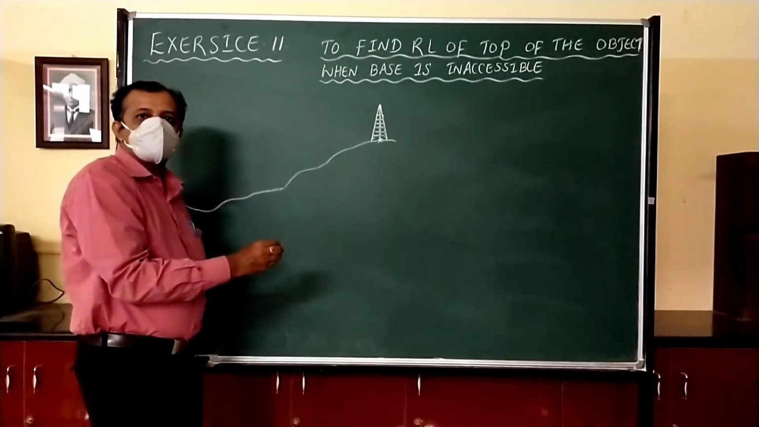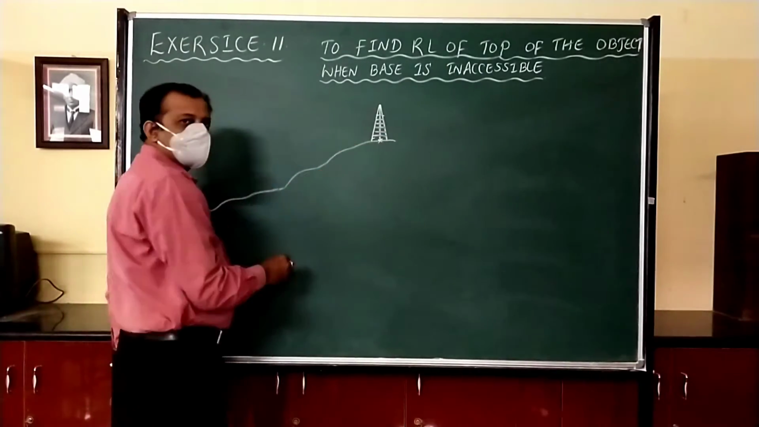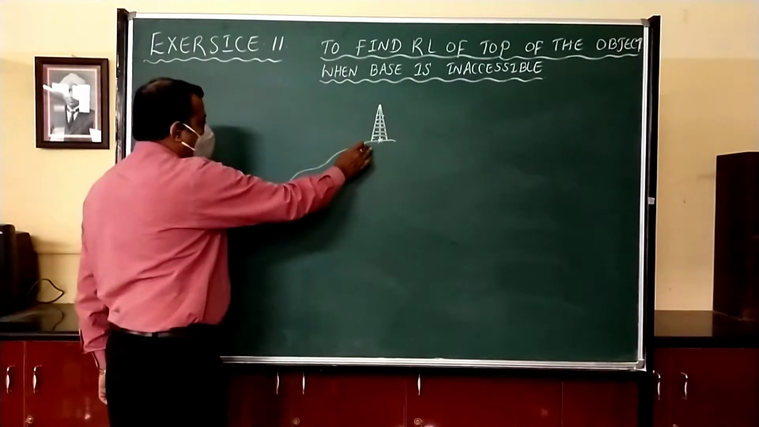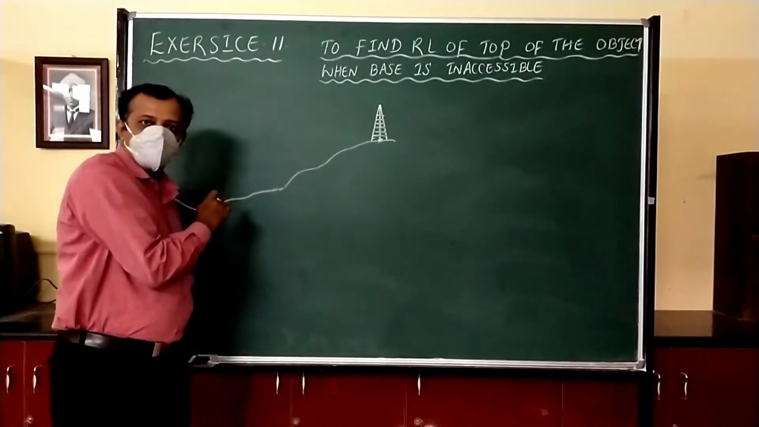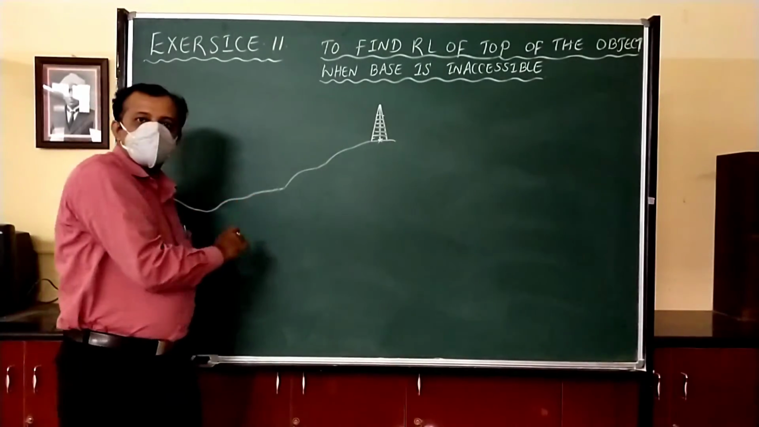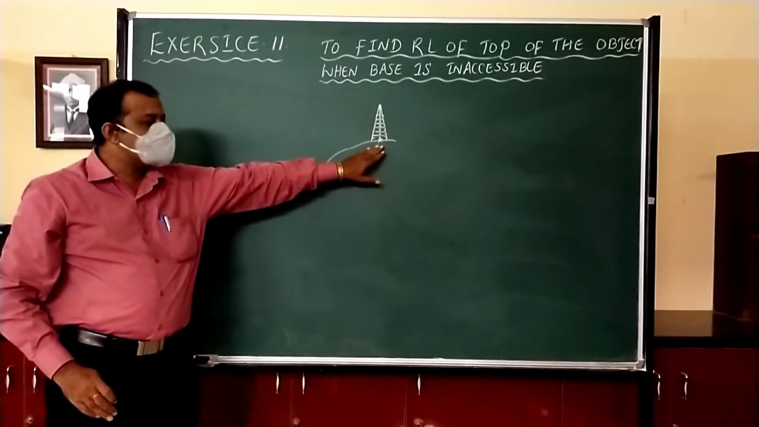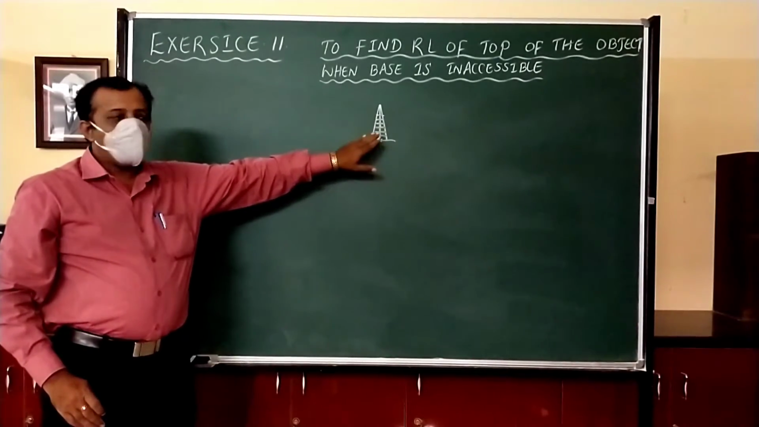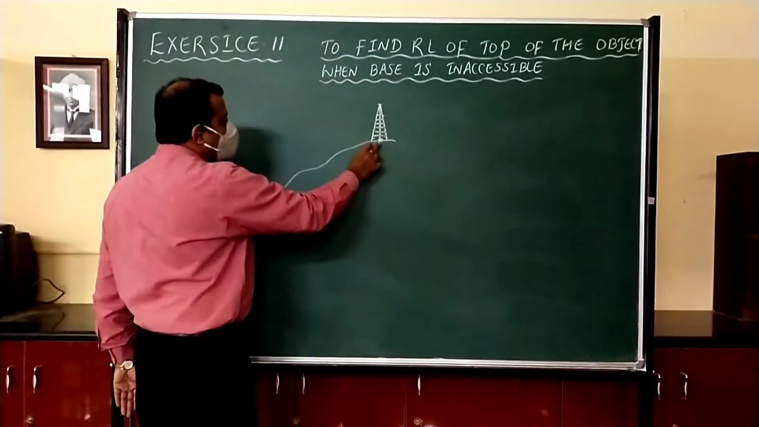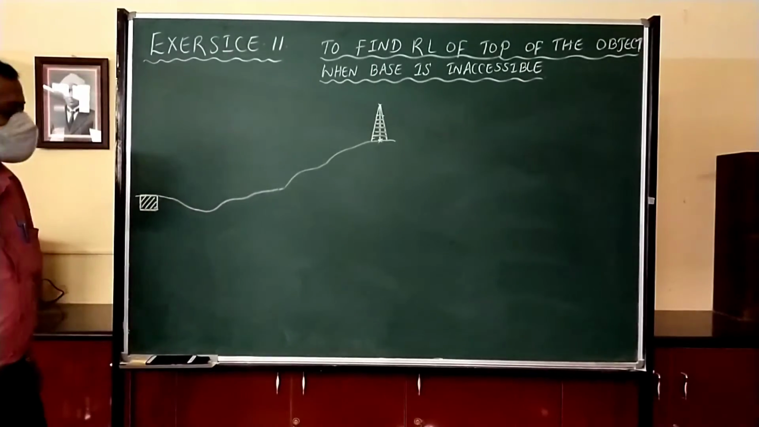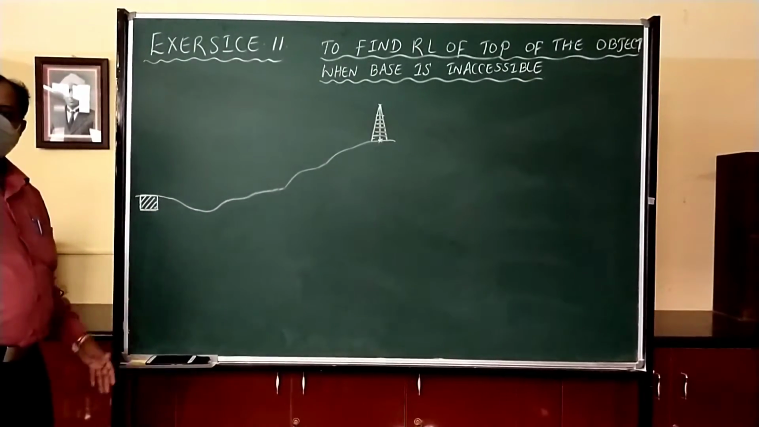What is meant by inaccessible? Inaccessible base is the base where we can't go and reach because of the ground conditions. If there is a thick forest here, you can't do a leveling survey. You can't go to that base. When we can't go to the base, we call such an exercise base inaccessible. Now, how to find the RL of the top of the object when the base is inaccessible, that we will discuss in today's class. Now, how to conduct this exercise?